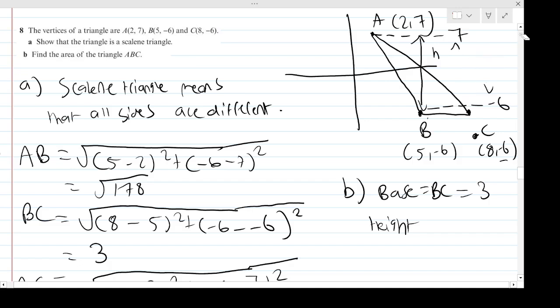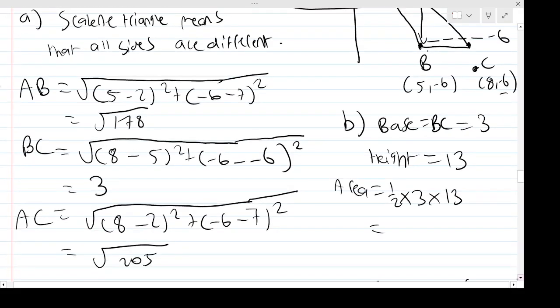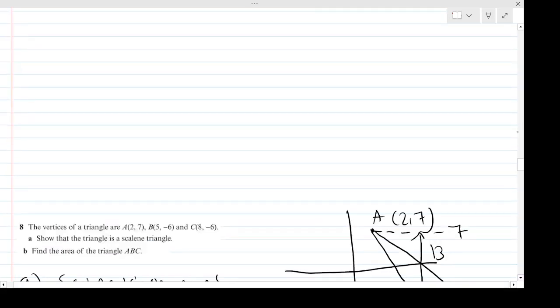Okay. So the vertical height from the top of the triangle, the top level, to the bottom level would be 13, because the y value at A is 7, and at the bottom it's -6. So the total height from 7 to -6 is 13. Okay, so the height is 13 there. Therefore, we've got our ingredients for the area. So area is a half times base, which is 3, times the height, which is 13. And that will get me 39 over 2. Cool. There we are. Lovely.